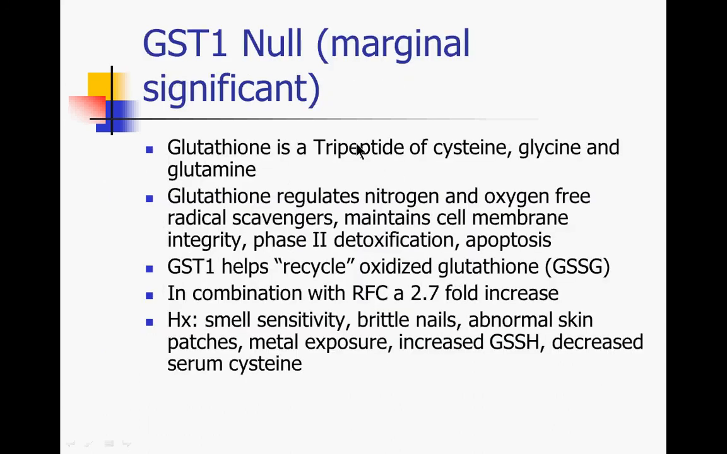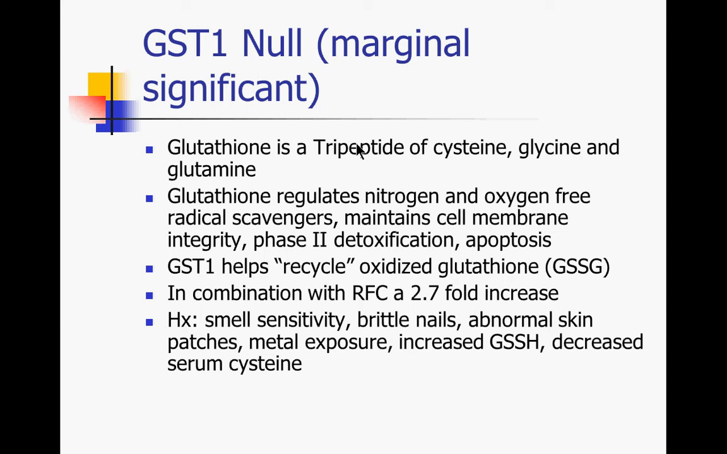The GST1 is the glutathione recycling, and glutathione is a tripeptide, or 3 peptides, of cysteine, glycine, and glutamine. And glutathione regulates nitrogen and oxygen free radical scavengers. Free radicals damage our cells, and they damage our body, and it causes systems to break down. It maintains our cell membrane integrity. It helps us detox things.